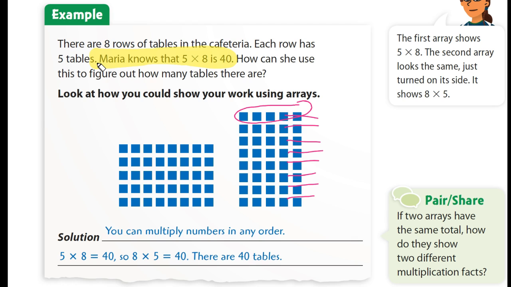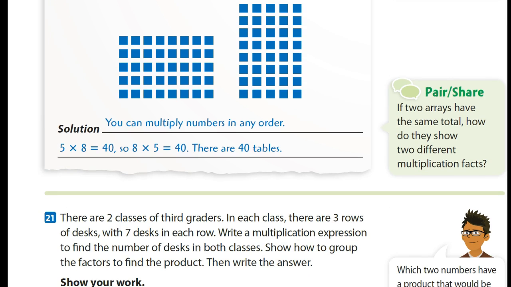It looks like she can multiply numbers in any order. That means she can do 5 times 8 or 8 times 5, and she'll still get 40. So let's look at what they have below.